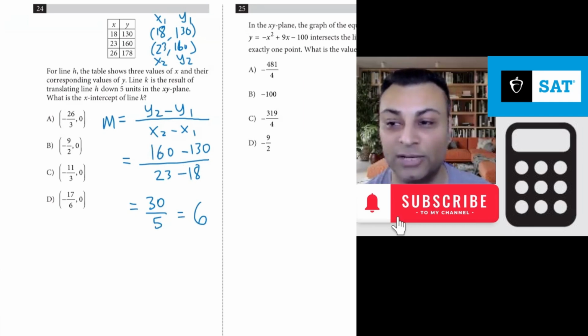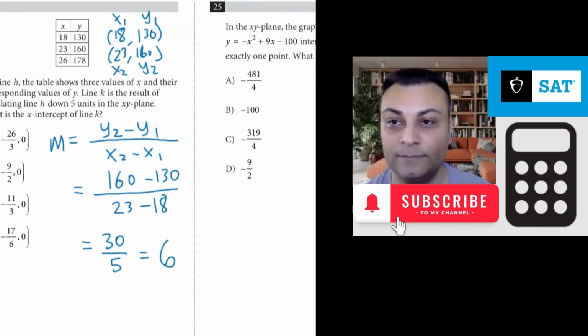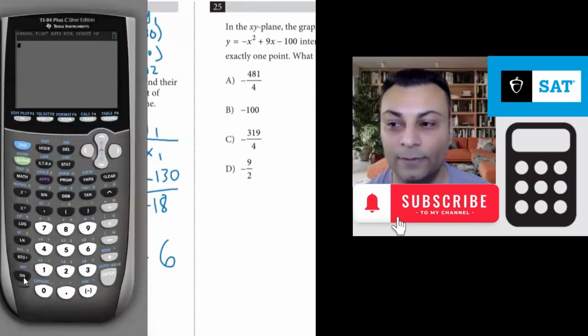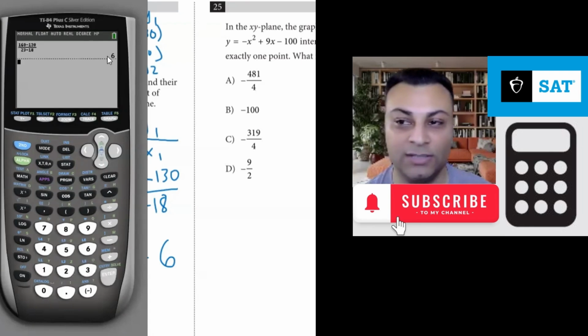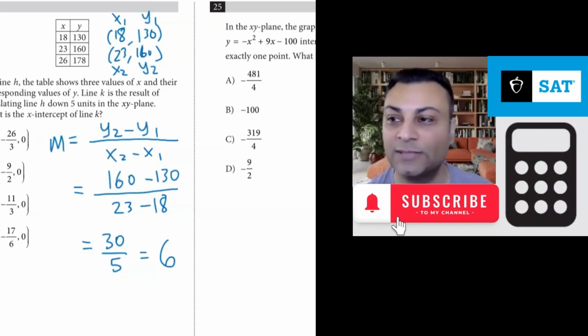So let's go ahead and put this in the calculator. Okay, so we have 160 minus 130 over 23 minus 18, and you get the answer of 6. So the slope is 6.